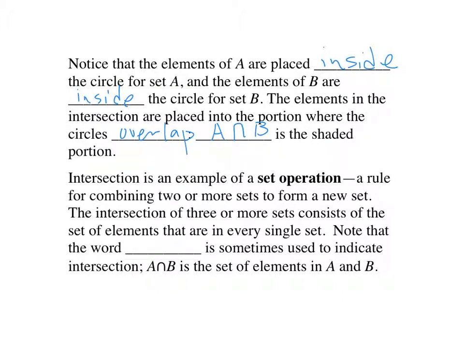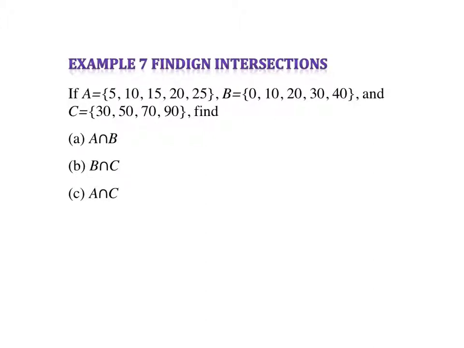The intersection of three or more sets consists of the set of elements that are in every single set. Notice that the word "and" is sometimes used to indicate intersection. A and B is the set of elements in A and in B. So let's look at how it's used in mathematical operations first.